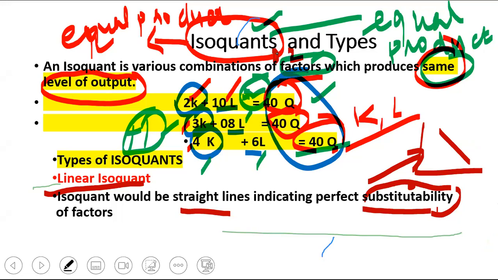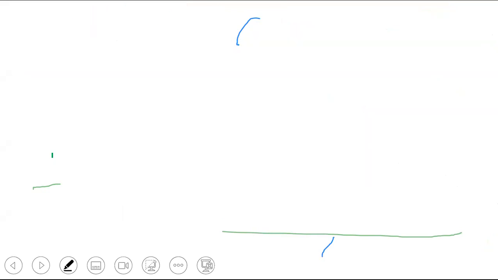Barabar. Now we are writing the types of isoquant. Types of isoquant. Ye sab naya hai aapke liye. The types of isoquant. First one is linear isoquant. I am writing here linear isoquant.